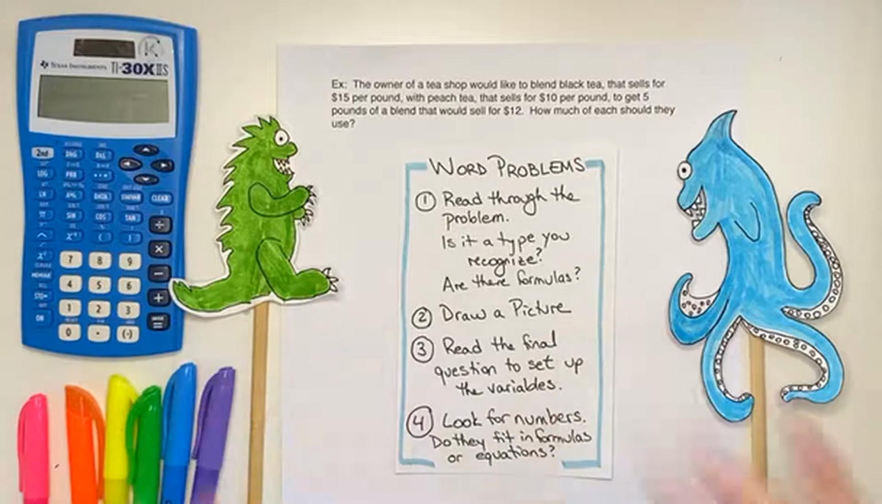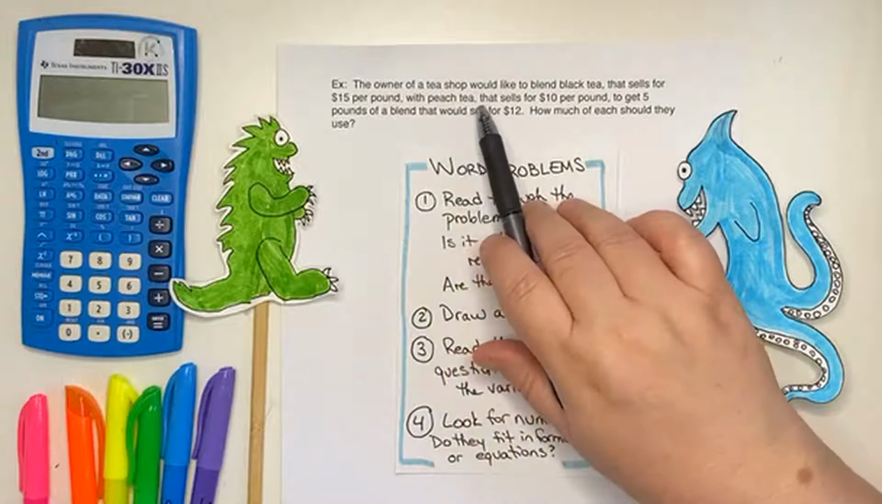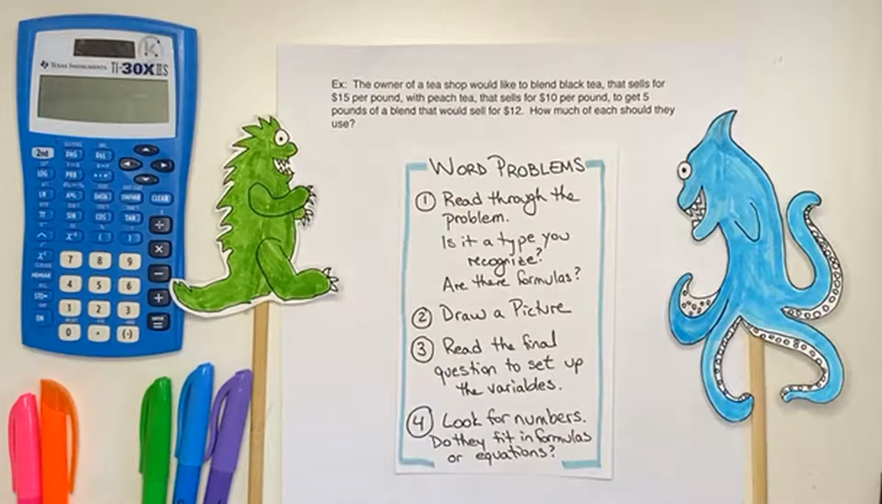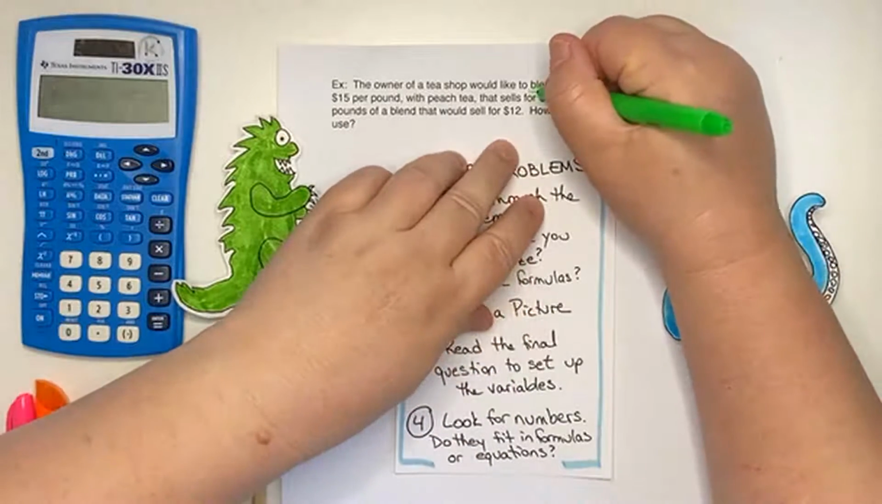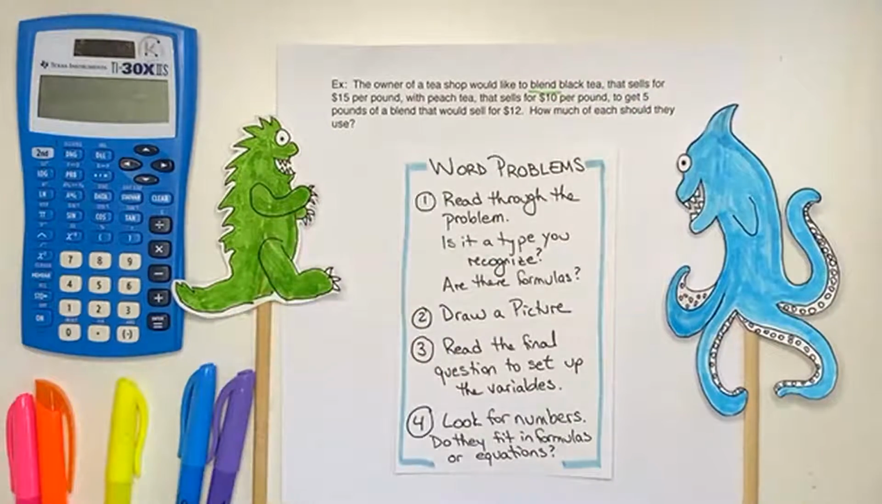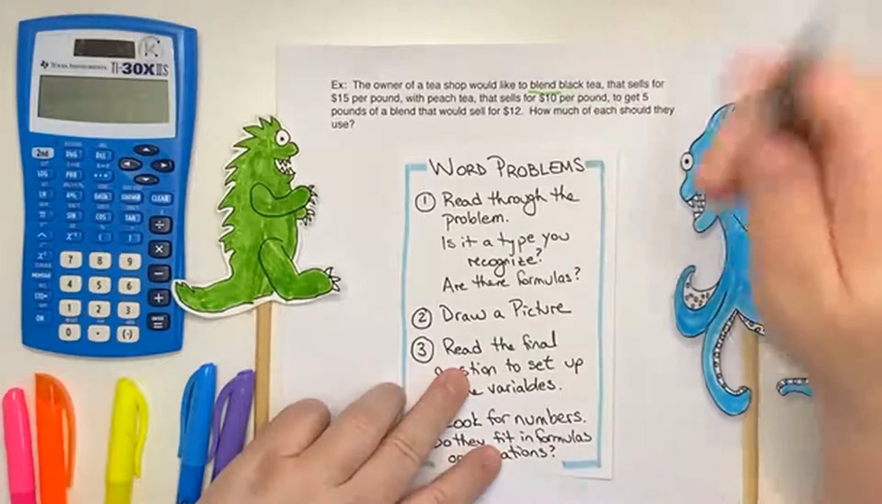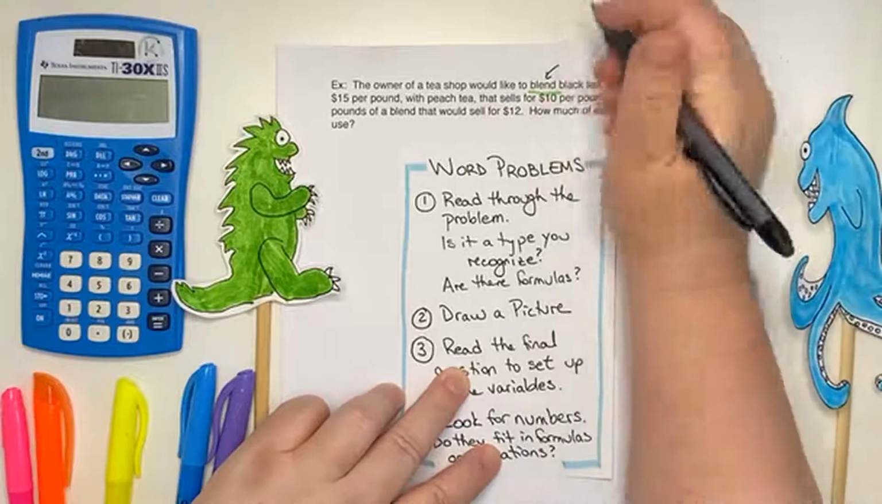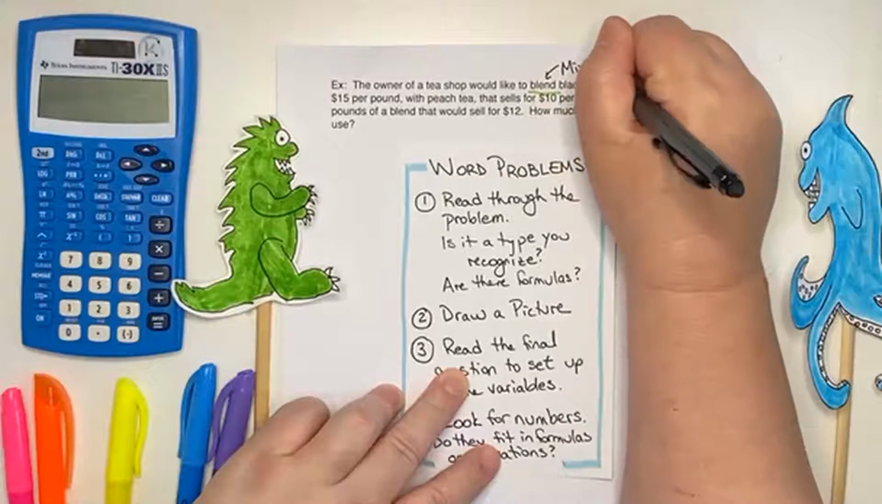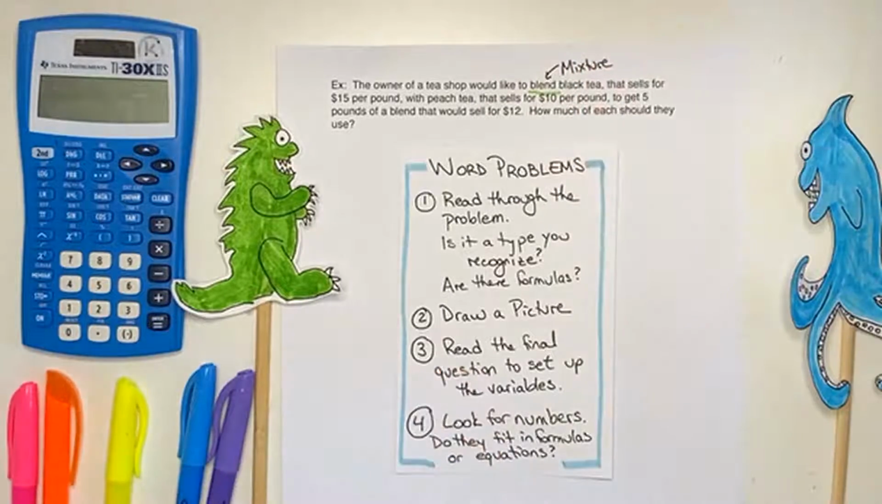So I've got my little word problem helper outer here. And we're going to go ahead and read through, but spoilers, I already told you this was a mixture problem. Let's see if we can recognize it. The owner of a tea shop would like to blend. Ooh, there it is right there. The word blend. Blend means mix. So that word, generally speaking, means mixture. Okay, but we can keep going.